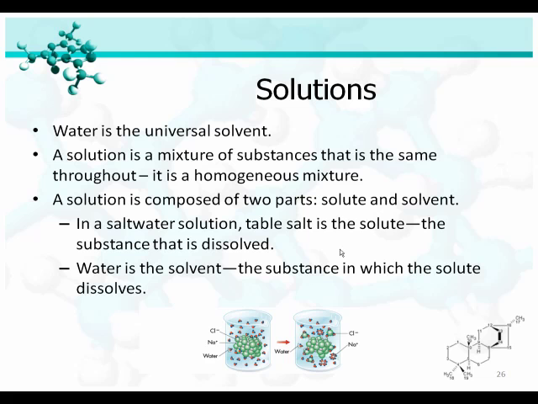A solution is a mixture of substances that is the same throughout. It is a homogeneous mixture, meaning the same. A solution is composed of 2 parts, solute and solvent. In a saltwater solution, table salt is the solute, the substance that is dissolved. Water is the solvent, the substance in which the solute is dissolved. You can see that shown in the diagram below, where sodium chloride or salt is added to water and it becomes a homogeneous solution.